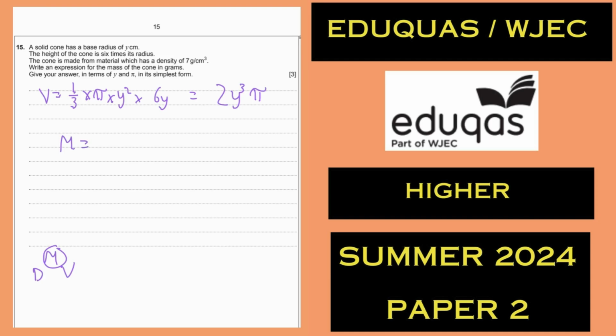mass will be density times volume. We've got the volume. We're told the density is 7. Just work out 7 times 2. But yet, one of those questions that seems a lot worse than it actually is. On we go.